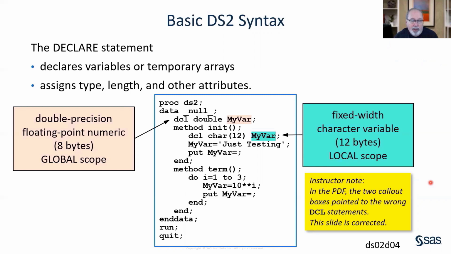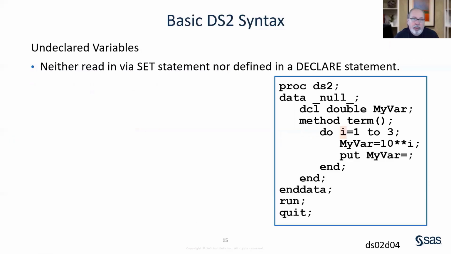Although I don't highly recommend doing this in your actual program, you'll notice that we have 2 variables called myvar. One is a double precision floating point numeric. The other is a fixed width character variable. In a traditional data step program, this would be impossible. But in DS2, because this one is global, available to other methods, and this is local, available only to this method, these 2 variables with the same name can peacefully coexist.